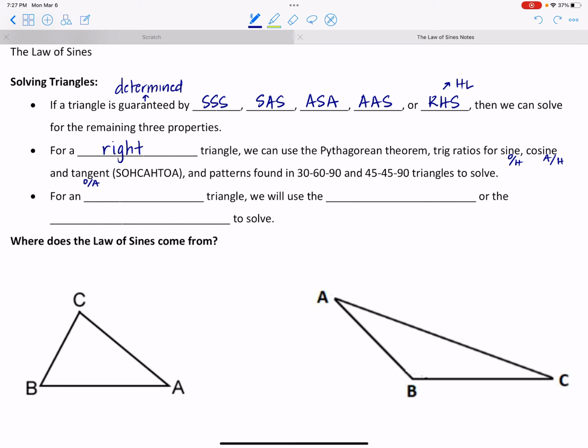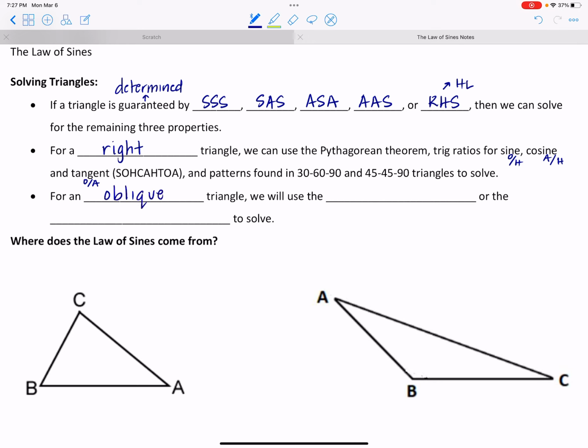And then we also have patterns in our 30-60-90 and 45-45-90 triangles that we can use to do some solving. So lots of options if we're looking at a right triangle. If we are not looking at a right triangle, so if the triangle does not have a right angle, remember we call that an oblique triangle.